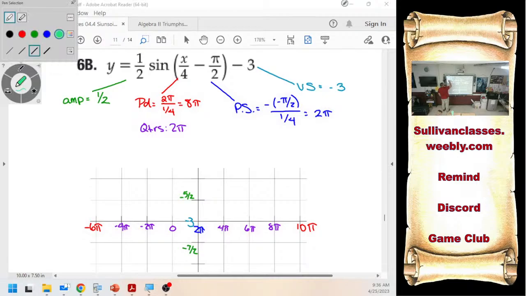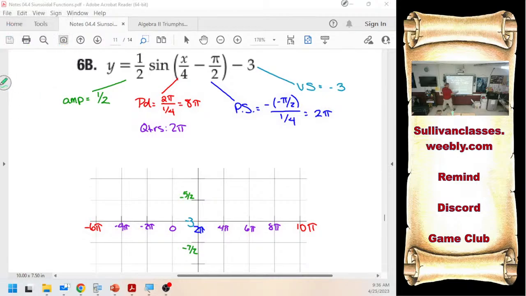Sine starts where? Starts on my midline at -3 because that was my vertical shift. And from there, up, middle, down, middle, up, middle.